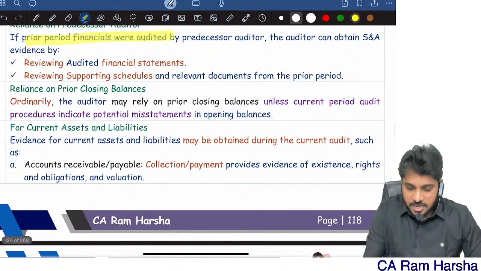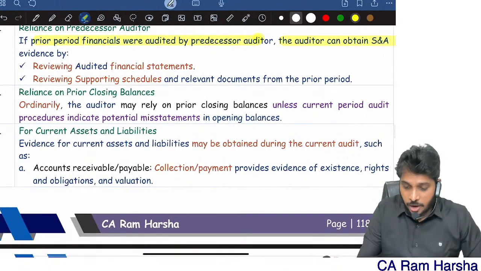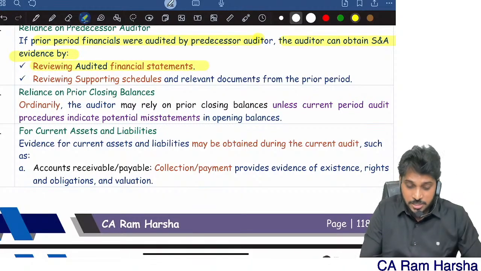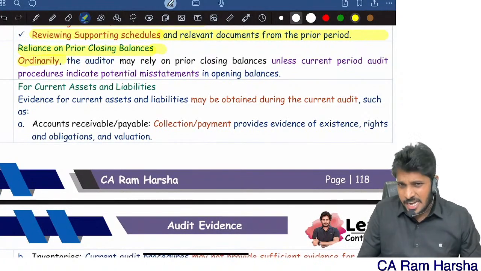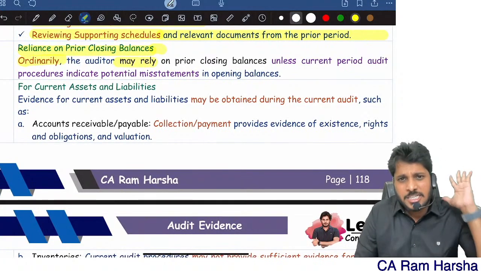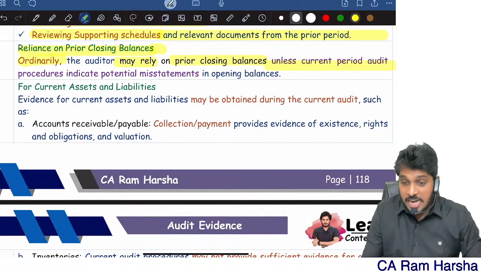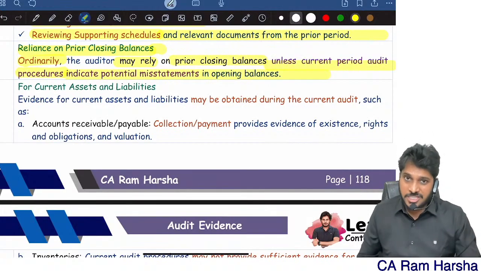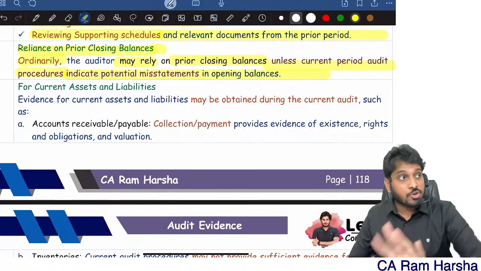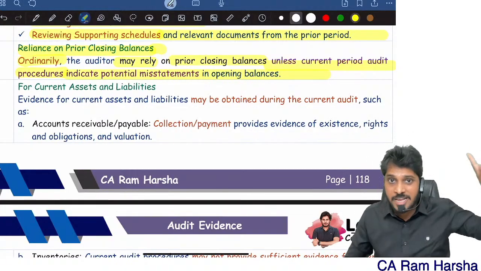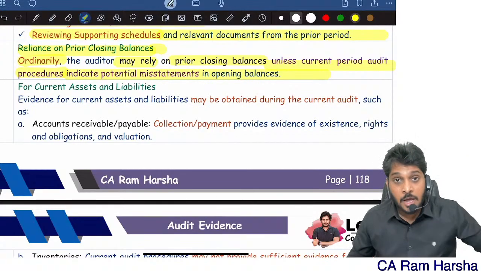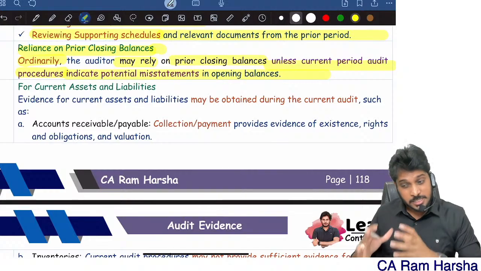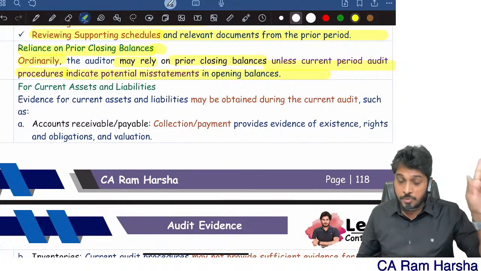Suppose last year financials were audited by the previous auditor. The auditor can obtain sufficient appropriate evidence by reviewing audited financial statements of the last year, reviewing supporting schedules and all. And on reliance, ordinarily you happily trust last year closing balances unless current period procedures indicate some misstatements. Generally, you are eligible to trust last year closing balances because last year somebody has audited. So you don't have to doubt them. By default, you can trust that they are free from MMS. But if in the current period you find some mistakes might be there in the opening balance, then only you will not trust it.